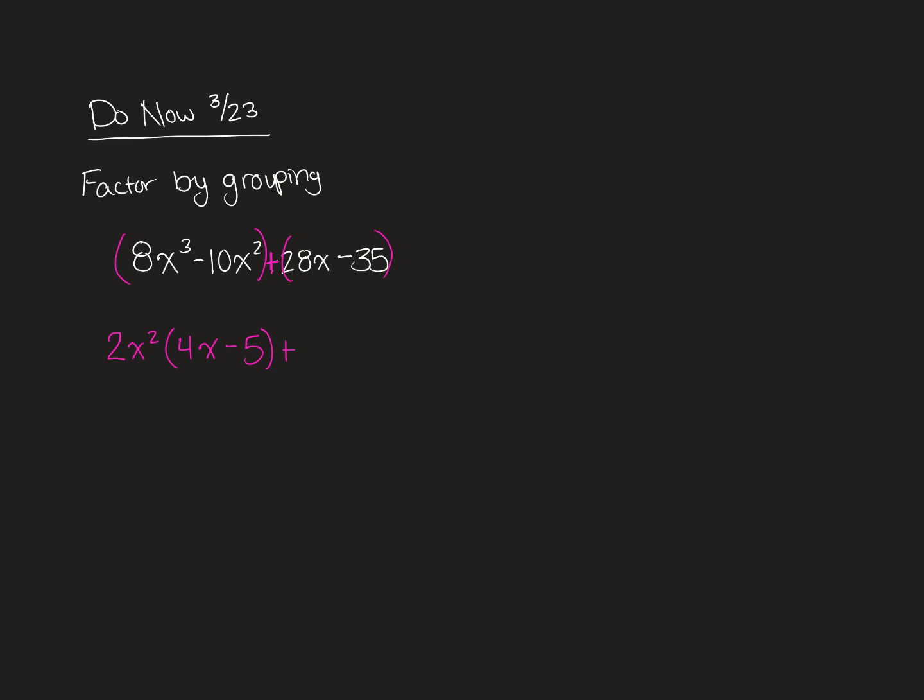Now you want the second group to match the first. So what can you take out of 28 and 35 that would result in 4x minus 5? Well, 28 and 35 are both divisible by 7. So if you factor out a 7, you are left with 4x minus 5.